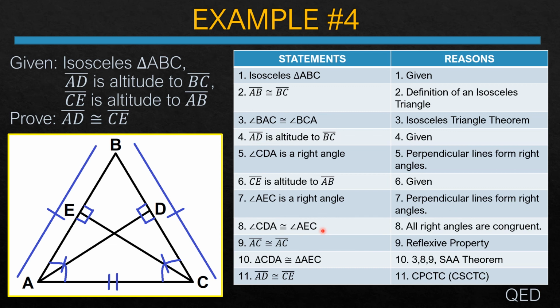Statement 8 is a consequence of statements 5 and 7. Angle CDA is congruent to angle AEC because all right angles are congruent. Statement 9 states that line segment AC is congruent to line segment AC by reflexive property. Statement 10, triangle CDA is congruent to triangle AEC by SAA theorem, considering statements 3, 8, and 9.